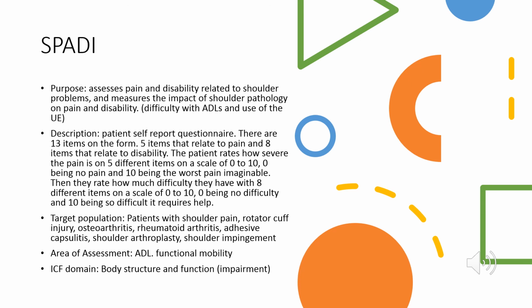Pain is assessed on a 0 to 10 scale, where 0 equals no pain and 10 equals the pain is unimaginable. Disability is also assessed on a 0 to 10 scale, where 0 equals no difficulty and 10 equals cannot do it, it requires help. This questionnaire will be given to patients with shoulder pain or a known pathology of the shoulder. With this questionnaire, you're assessing the activities of daily living and patient functional mobility, and it is under the ICF domain of body structure and function.